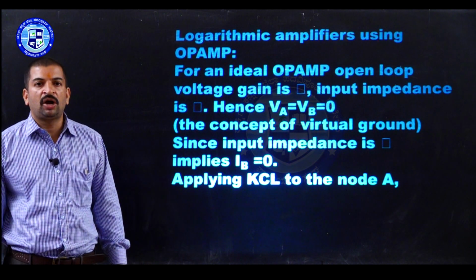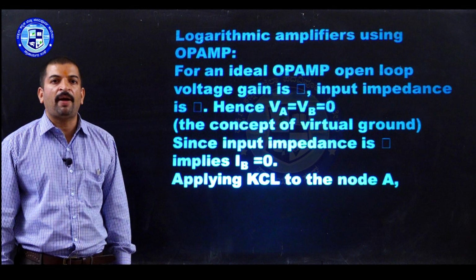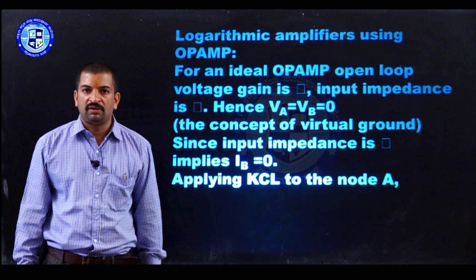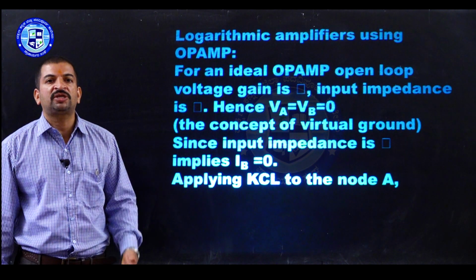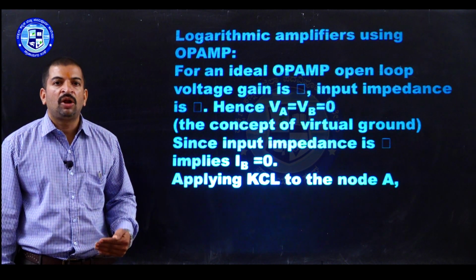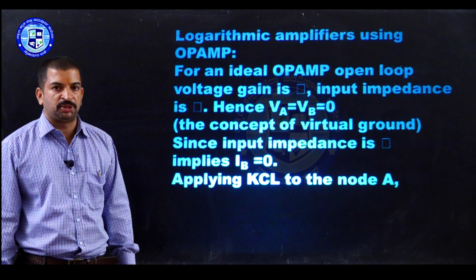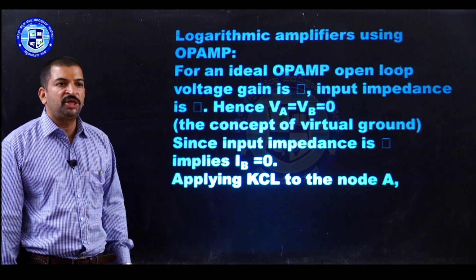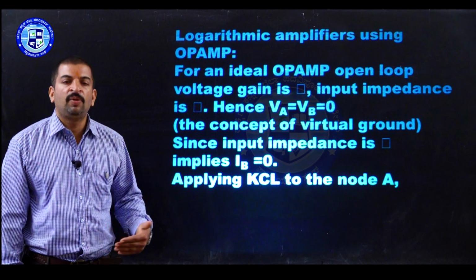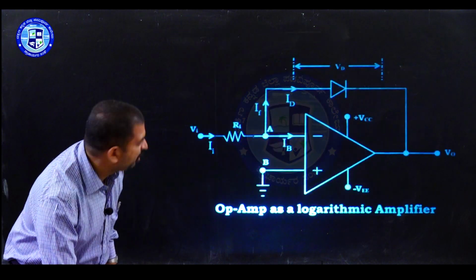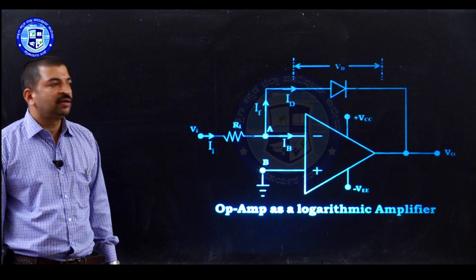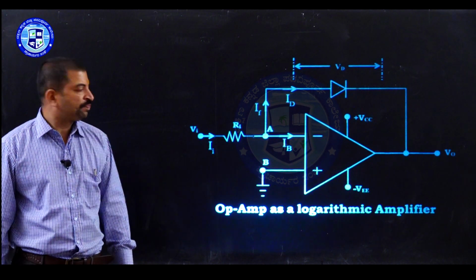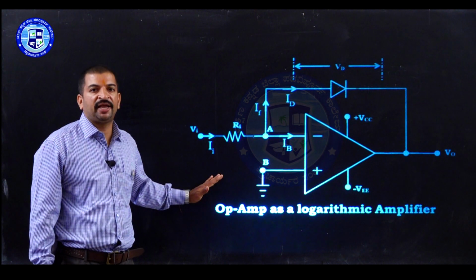The next is the logarithmic amplifier using op-amp. A logarithmic amplifier is one whose output voltage is proportional to the natural logarithm of the input voltage. The circuit can be constructed from the basic inverting amplifier circuit simply by replacing the resistor RF by a semiconductor diode. It's basically an inverting amplifier.